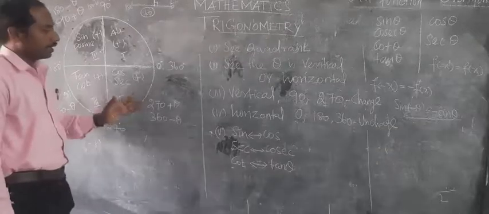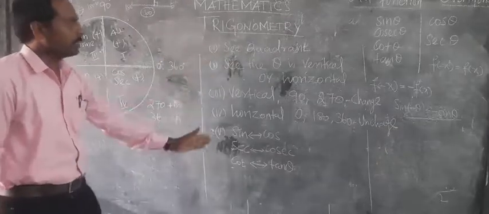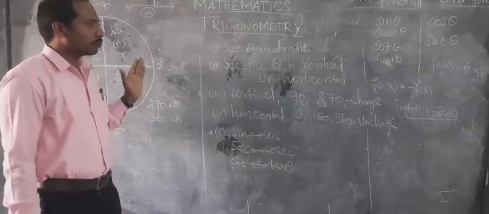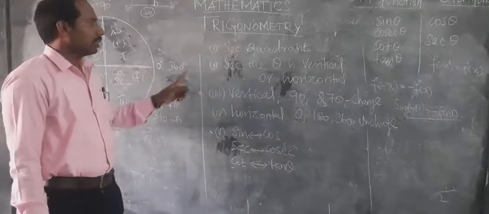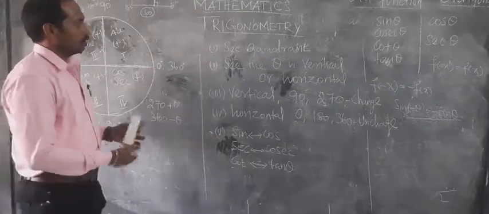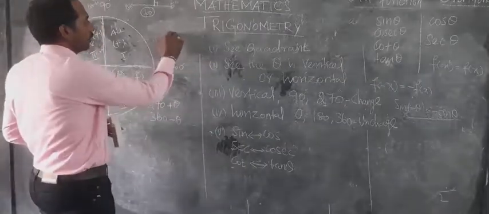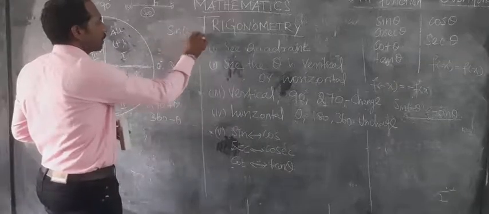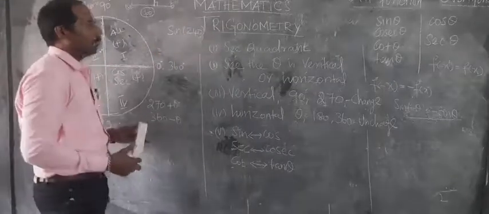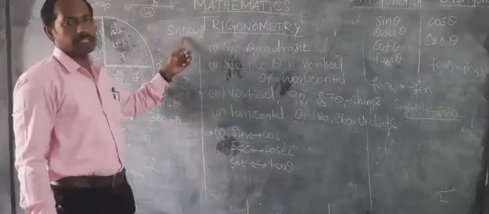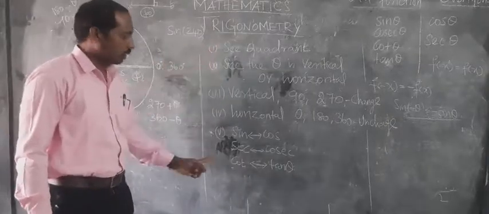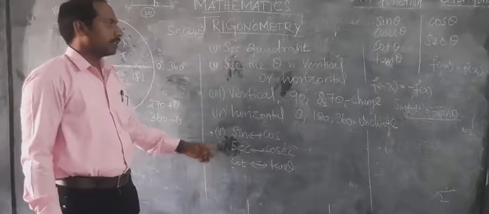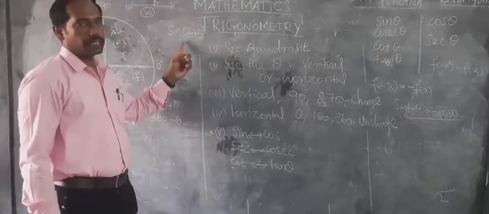So come to the points. The 5 points are very important to keep in your mind lifelong. First, suppose you want to find the value of, for example, sine 240. If they are asking the question, you see the 5 points, you know the 5 points, then you can get the answer.